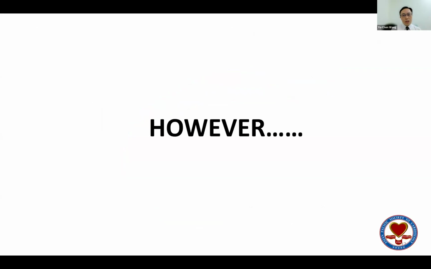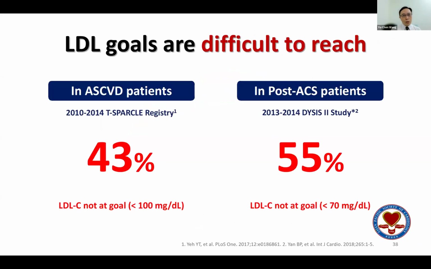However, since we know that it's very important to get the LDL target in the high-risk groups, in the real world, we also know that the LDL goals are very difficult to reach. In Taiwan, according to the T-SPARKLE registries from 2010 to 2014, in ASCVD patients, 43% failed to achieve the LDL target as a goal to less than 100. And in the DYSIS-2 study, in the East Asian ACS populations from 2013 to 2014, we also found that 55% of patients failed to achieve the LDL target to less than 70.